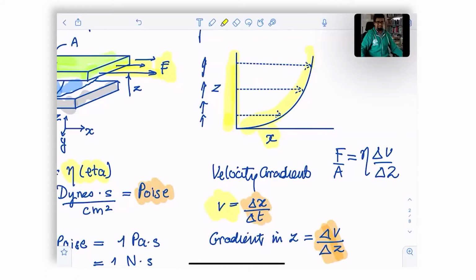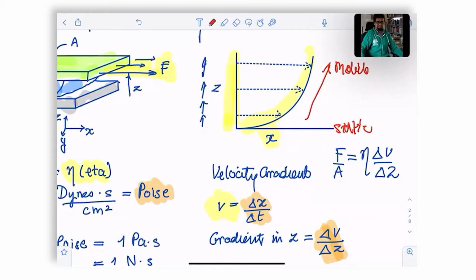Now, v itself, meaning to say the velocity itself, changes as we go upwards in this direction, away from the static to the mobile plate, right? So when we do that, then we are expecting that the velocity itself has a gradient in z, and z being the position away from the static plate.